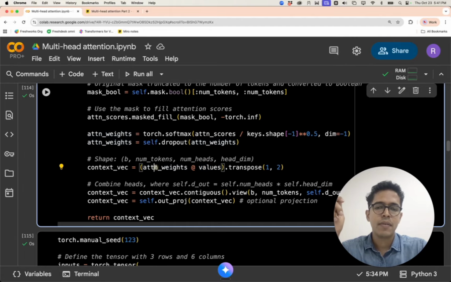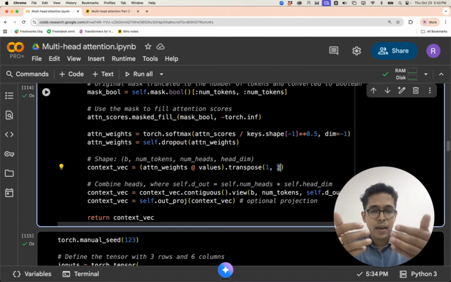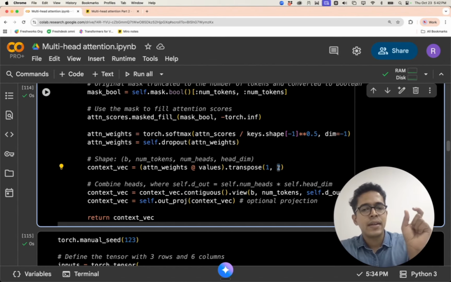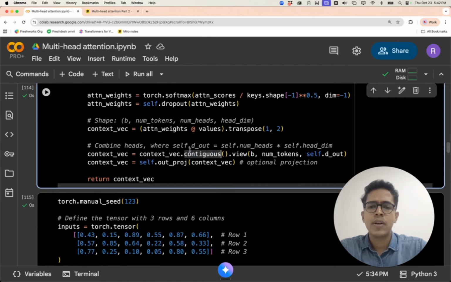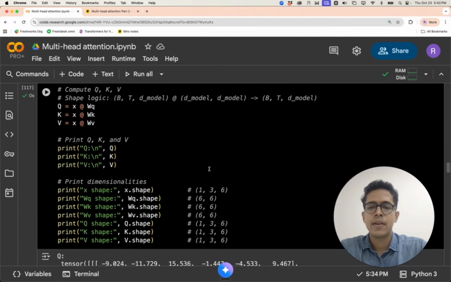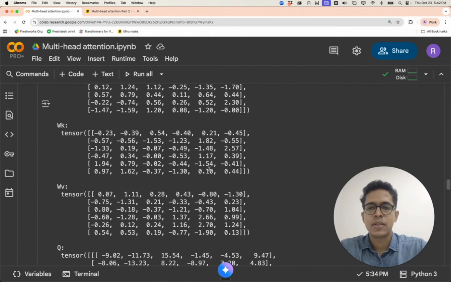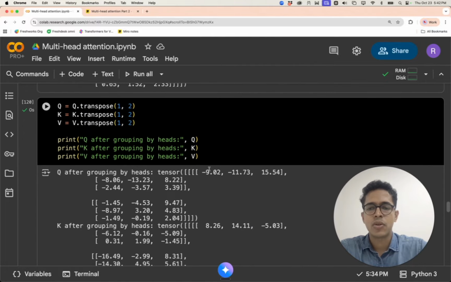But then whatever we get here, we are transposing dimension number 1 and dimension number 2 so that right after this step, we can combine the last two dimensions, because we want to concatenate all the items from the different heads. So then what we do is context vector dot cont. I don't think we really need to use this function to combine heads, because here we have an even simpler way. We can just do reshaping, which is also simple.